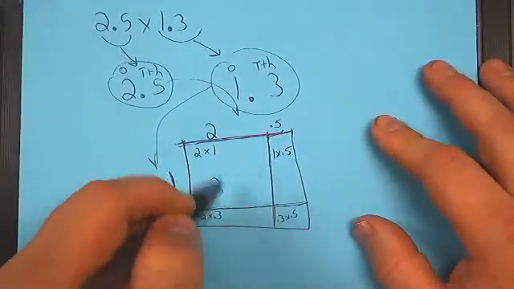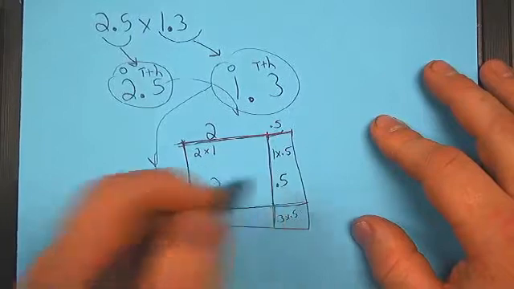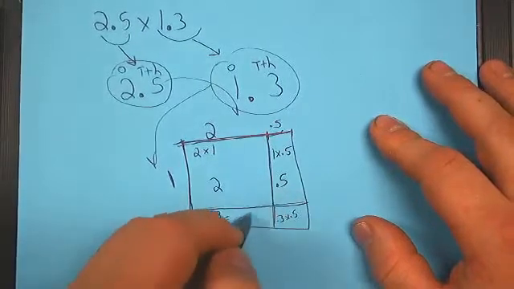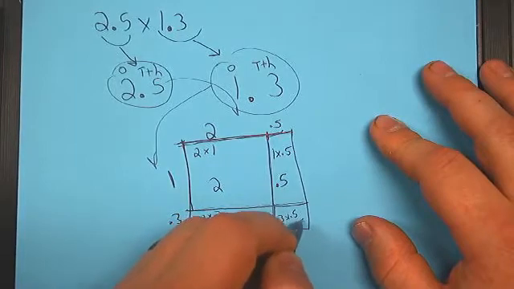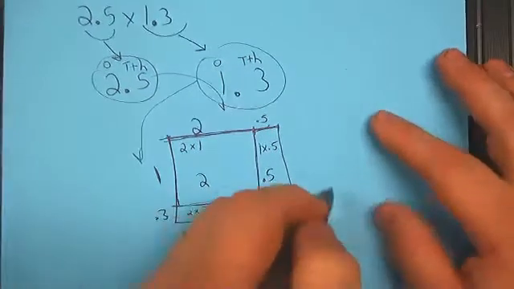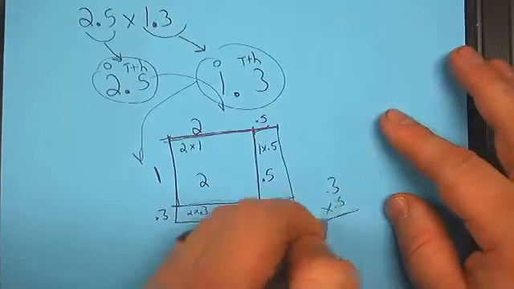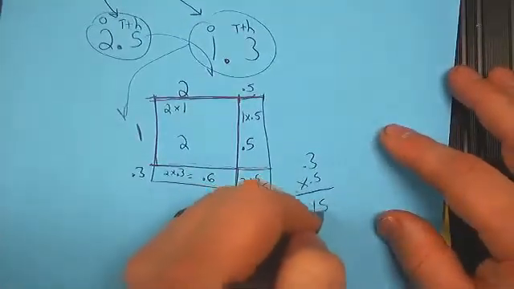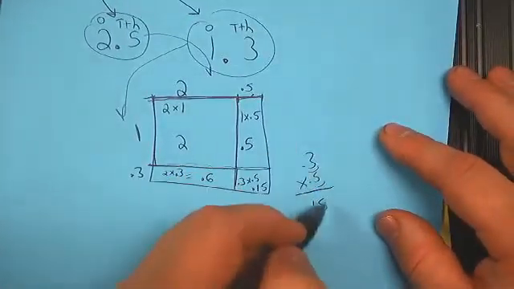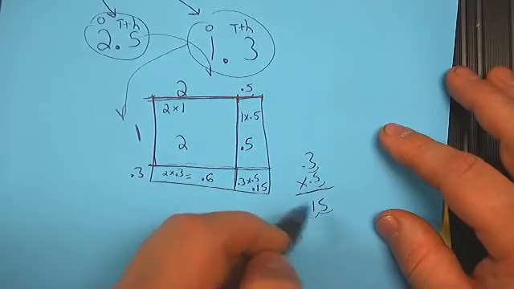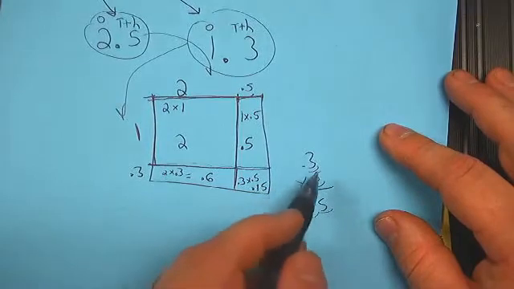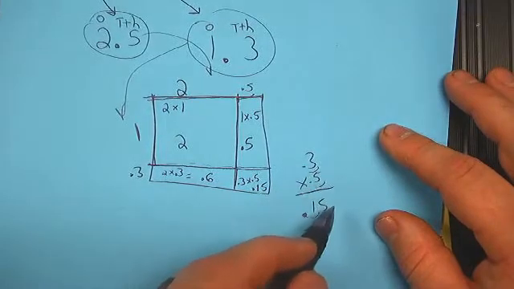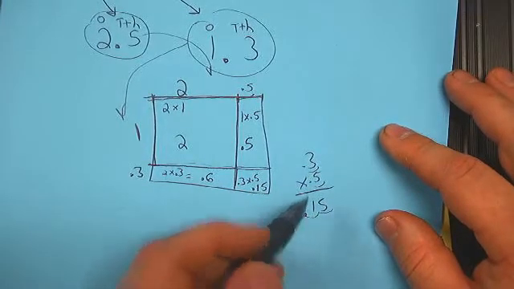2 times 1 is 2. 1 times 5 tenths is, well, 5 tenths. 2 times 3 tenths is 6 tenths. And 3 tenths times 5 tenths is 15 hundredths. Remember, 3 tenths times 5 tenths. 5 times 3 is 15. Decimal, decimal. So divide by 10 twice to compensate for the fact that these are not whole numbers, but tenths. So it's a tenth of 3, a tenth of 5. So divide by 10, so 15 hundredths.